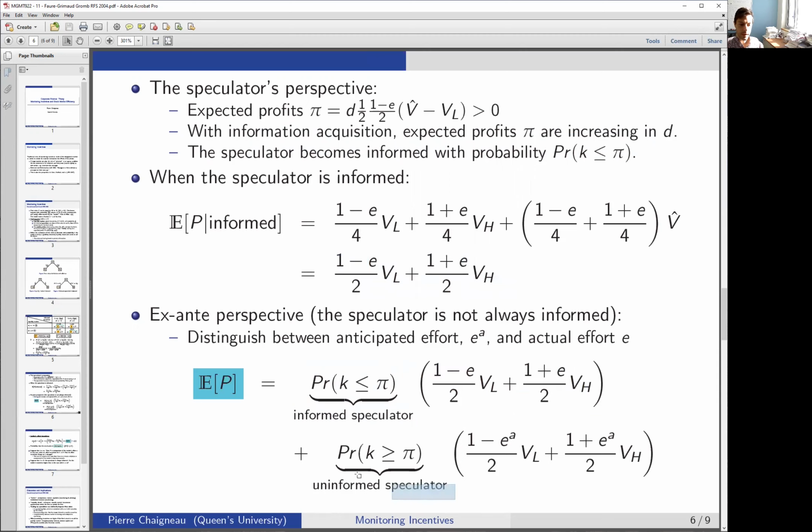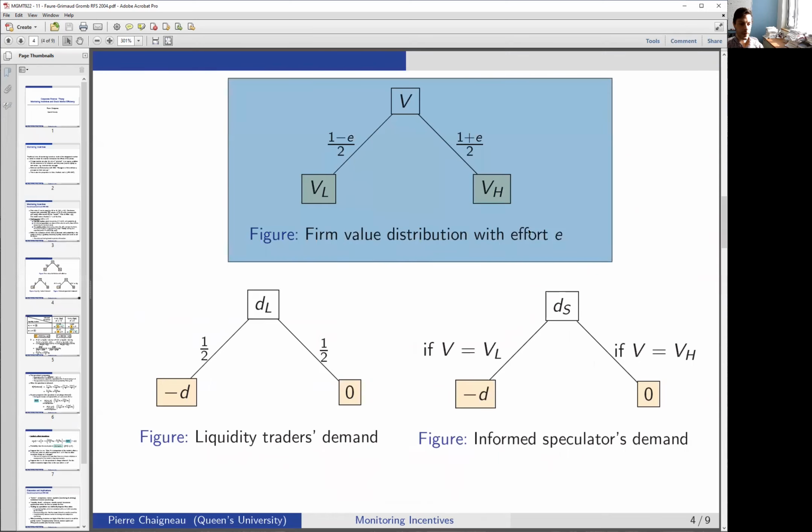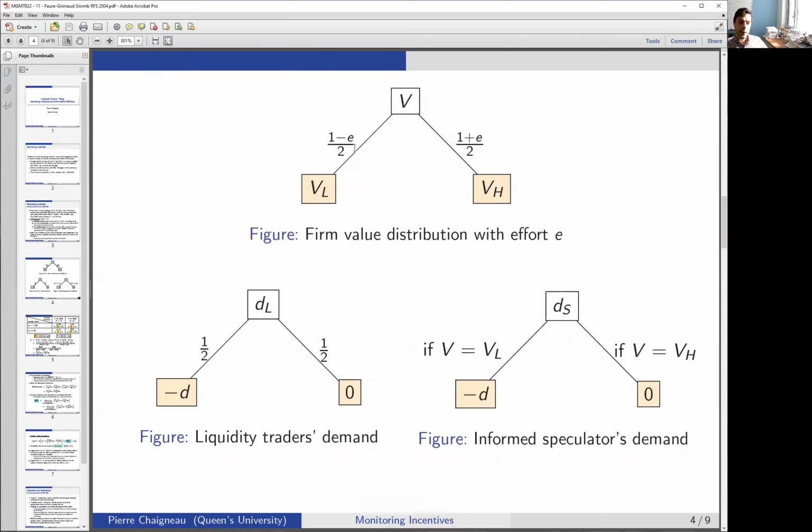Okay. Now with that probability, the speculator will be uninformed. And in which case, what would be the expected stock price from the insider's perspective? Well, in this case, the expected stock price is going to depend on belief updating by the market maker. The market maker knows that firm value follows this distribution. And this distribution depends on the anticipated effort E by the insider.